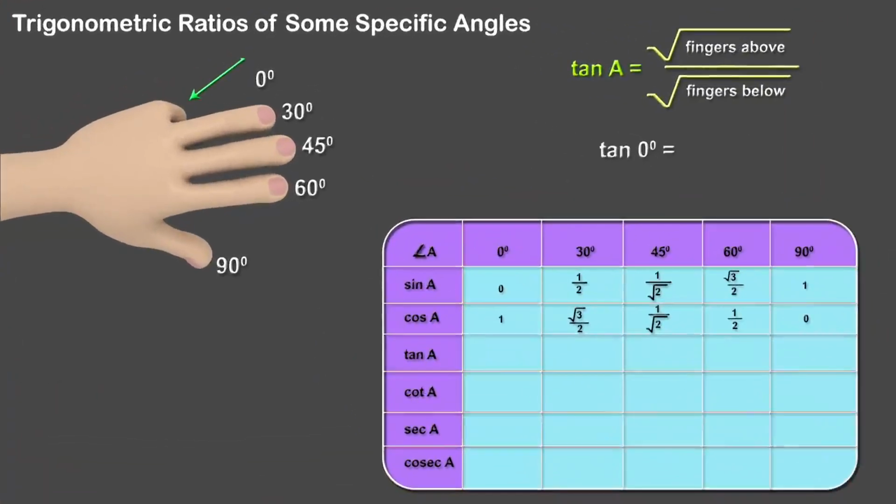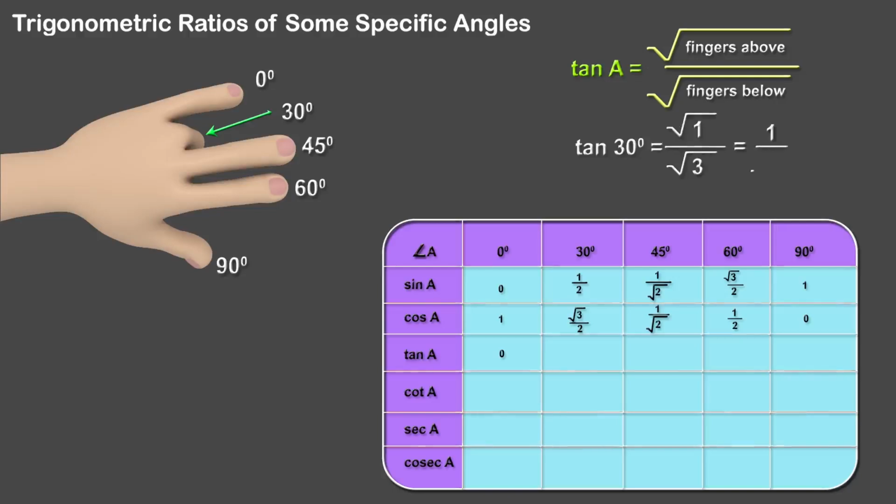Let's find tan 0. The fingers above the little finger are 0 and below are 4. So the value is under root 0 by under root 4, which is 0. So tan 0 is 0. Let's find tan 30. The fingers above the ring finger are 1 and below are 3. So the value is under root 1 by under root 3, which is 1 by root 3. So tan 30 is 1 by root 3.